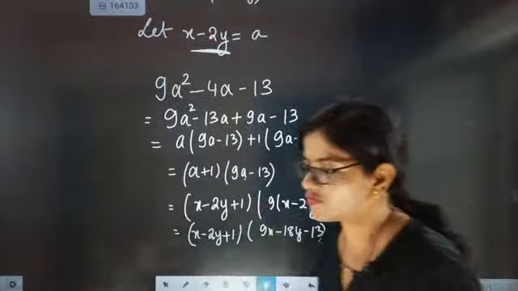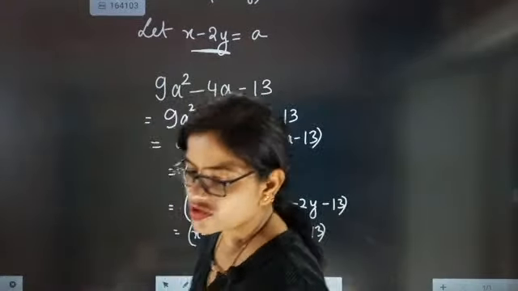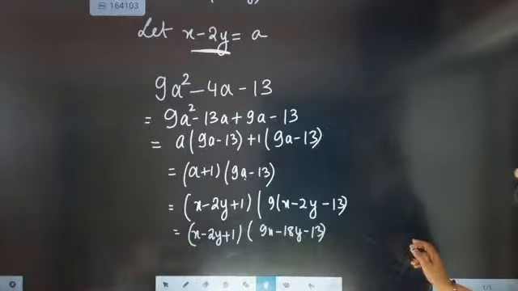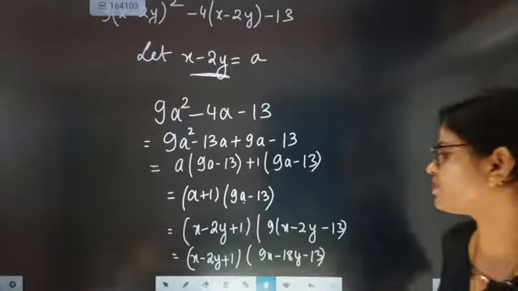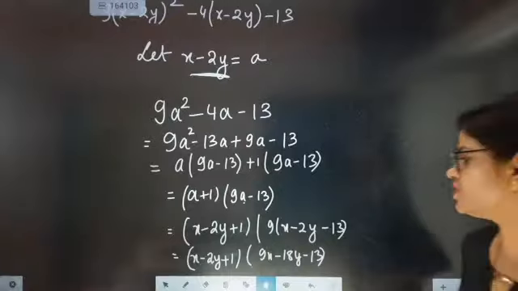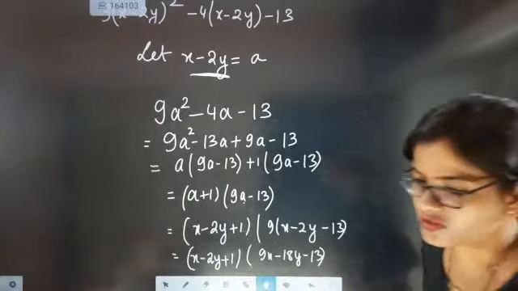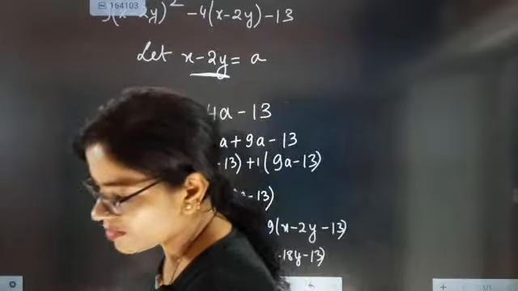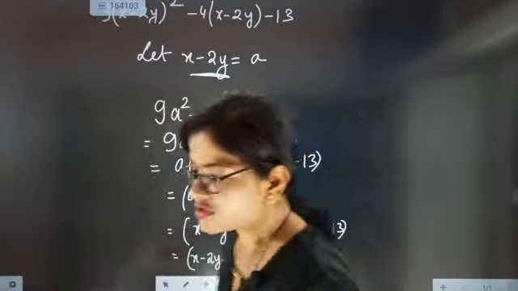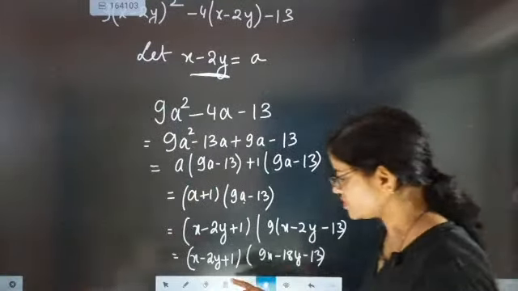So now after that you have to just substitute, and you will be getting the answer. Substitute: (x minus 2y plus 1) and (9x minus 18y minus 13) will be equal to 0. So this is exactly the way to solve this question. Now we are going to go for another question.